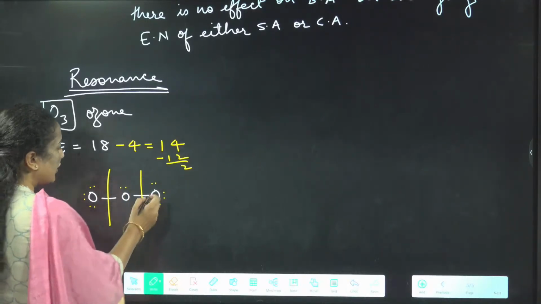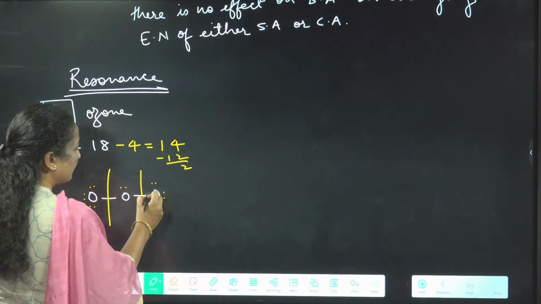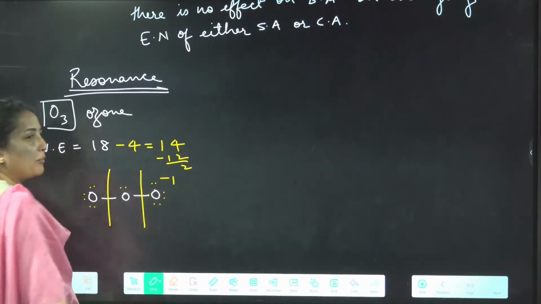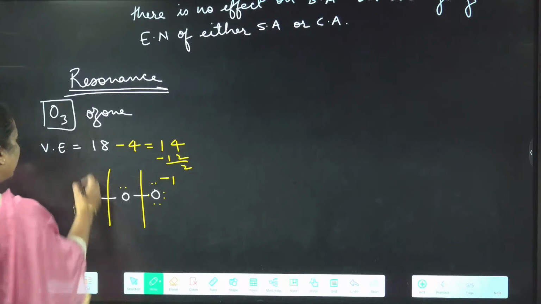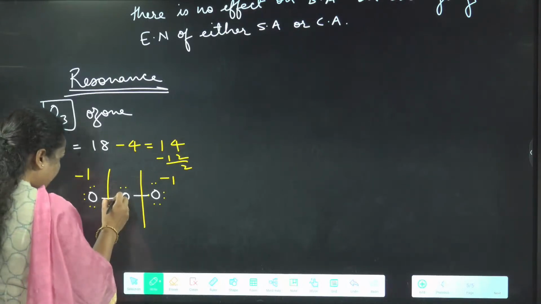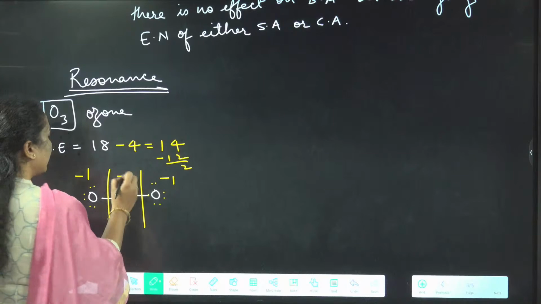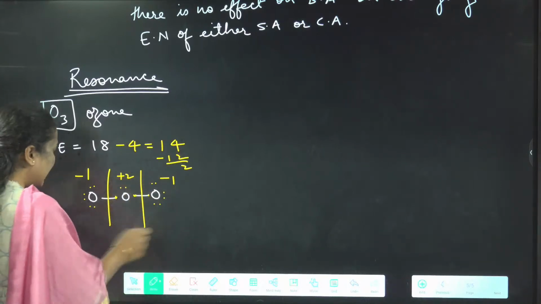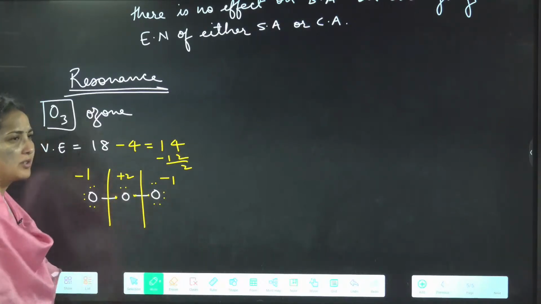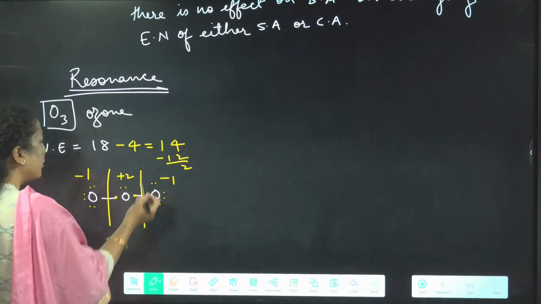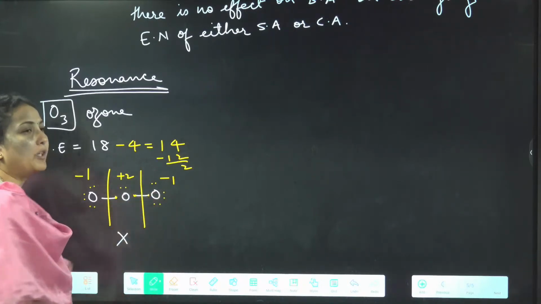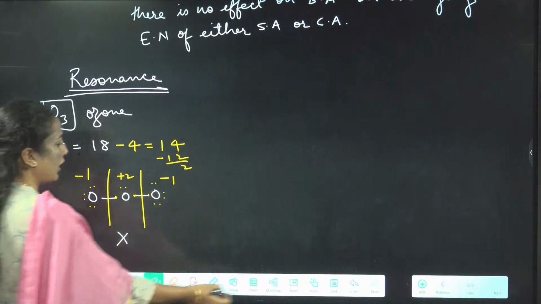For the formal charge, how many electrons are around this oxygen? 7. So it should have been 6 in its valence shell. Similarly here also. How many around this oxygen? 4. 4 means there is a deficiency of 2. But this structure has too many formal charges, it's not good. A higher magnitude of formal charge is not good. So what are we going to do? We are going to improve this structure.